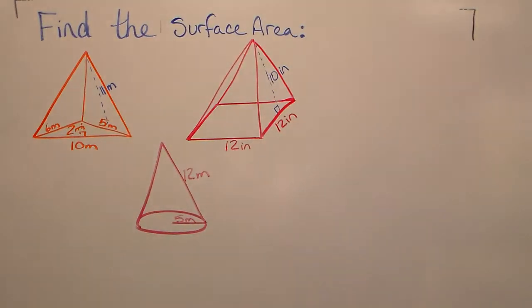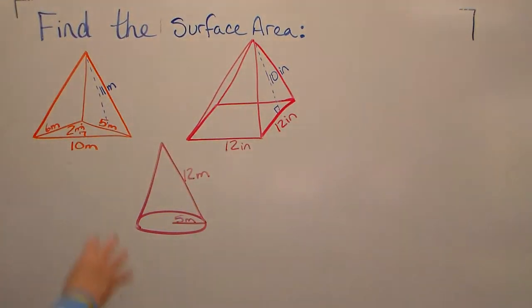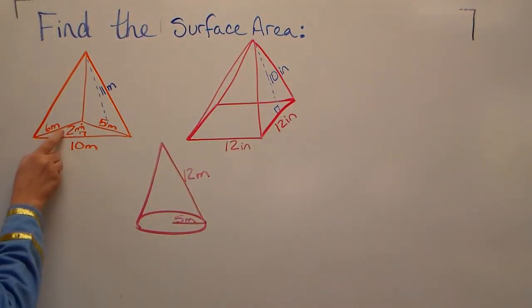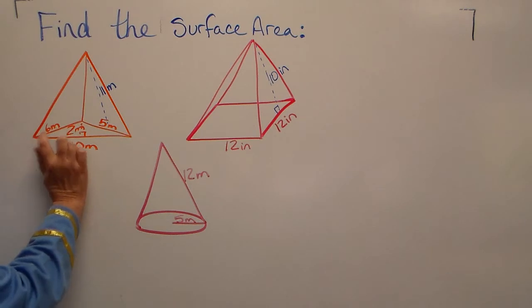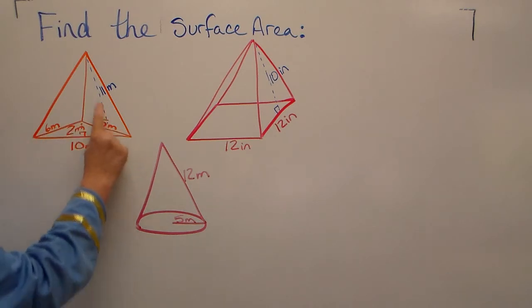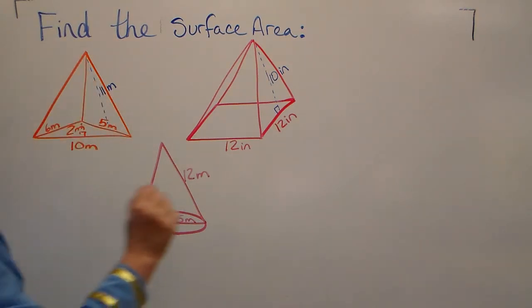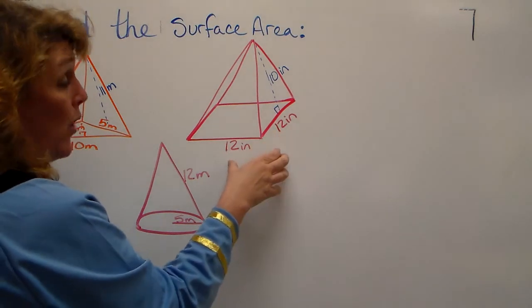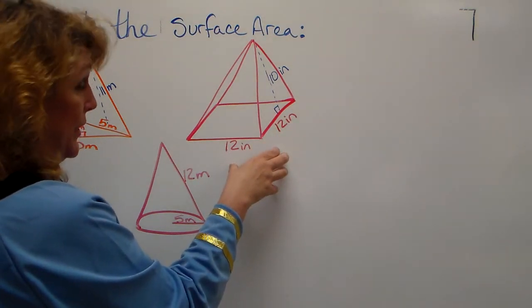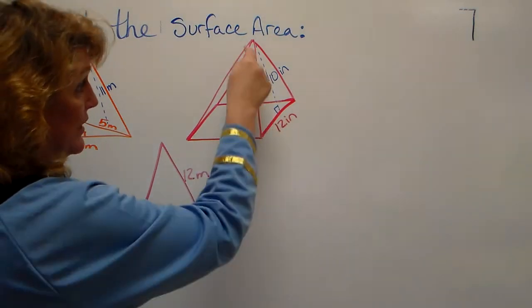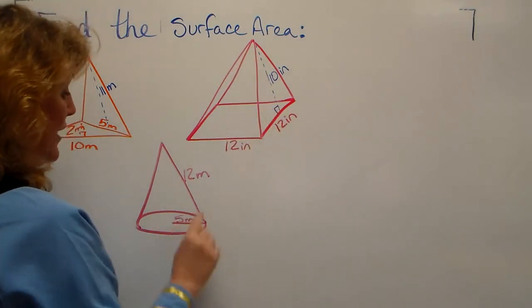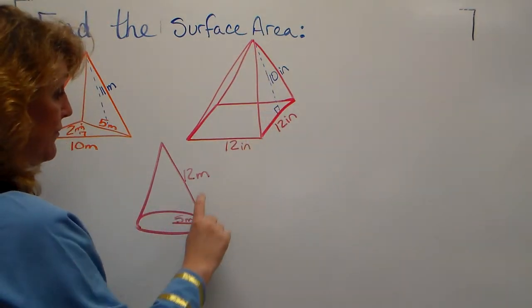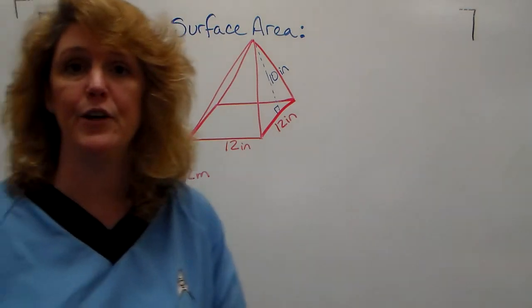Alrighty then. So you have the surface area. You have a triangle that is 2 by 10 with a side of 6, a side of 5, and a slant height of 11. You have a square pyramid that is 12 by 12 with a slant height of 10. You have a cone with a radius of 5 and a slant height of 12. Let's see how you do.